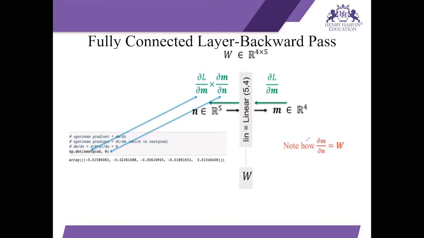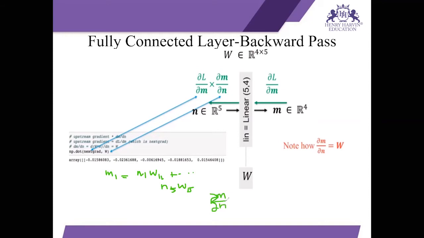Let us see if this is true. Let's write down what M was. M1 is equal to N1 into W11, up to N5 into W15, plus bias. So what would be our Jacobian dou M by dou N?